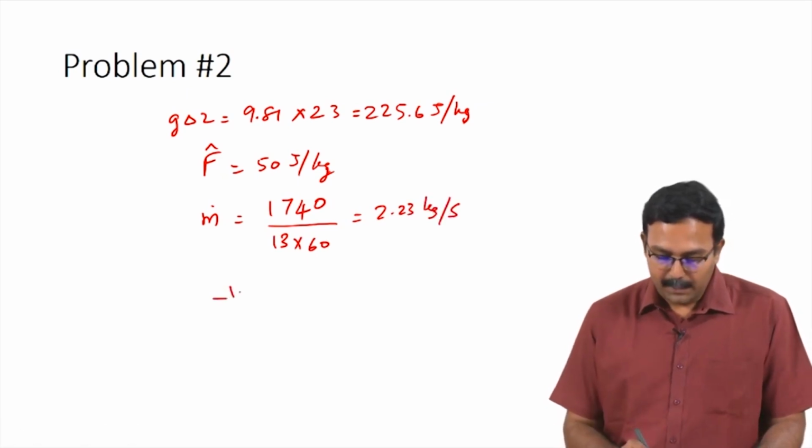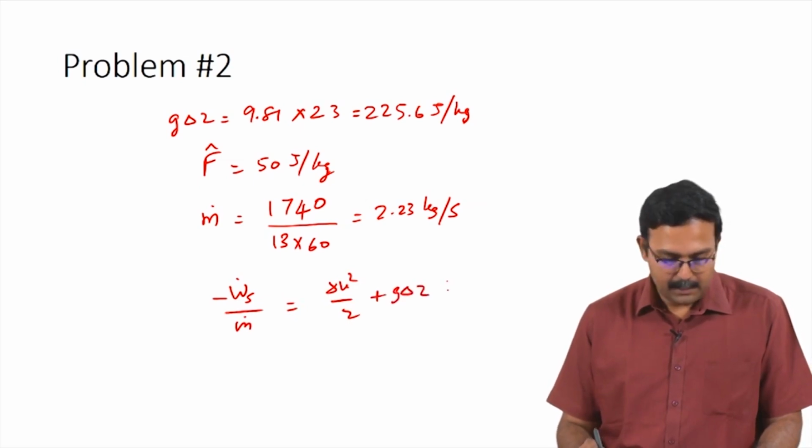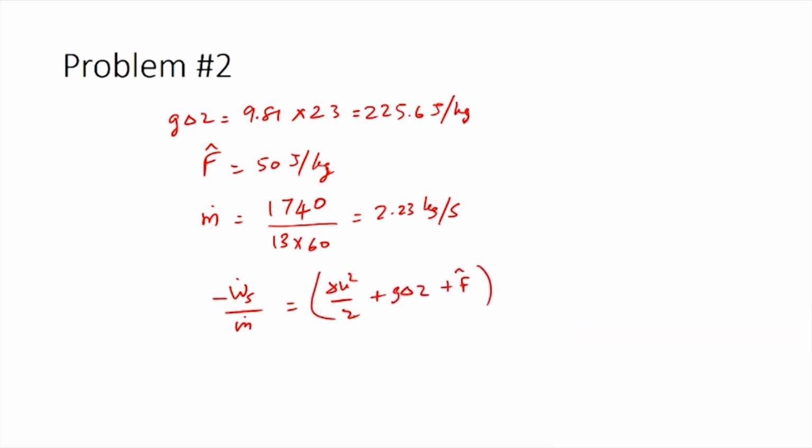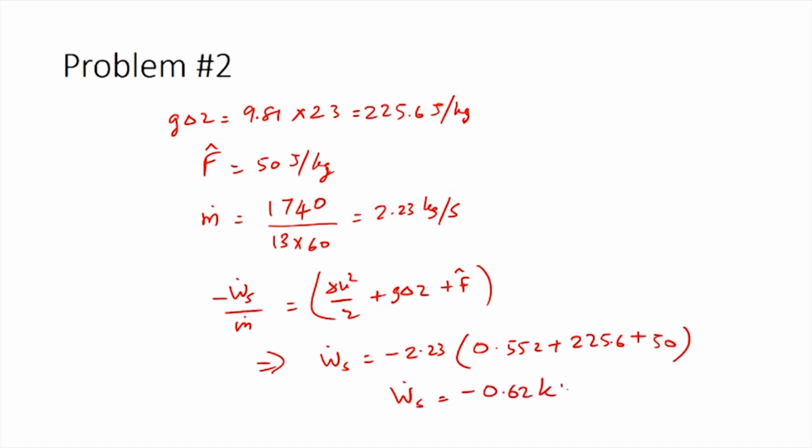The equation would be minus Ws dot divided by m dot is equal to delta u squared by 2 plus g delta z plus F cap. So, this would mean Ws dot would be equal to minus 2.23 times 0.552 plus 225.6 plus 50, giving a value for Ws dot as minus 0.62 kilowatts. So, the shaft work which would be delivered by the pump would be 0.62 kilowatts.